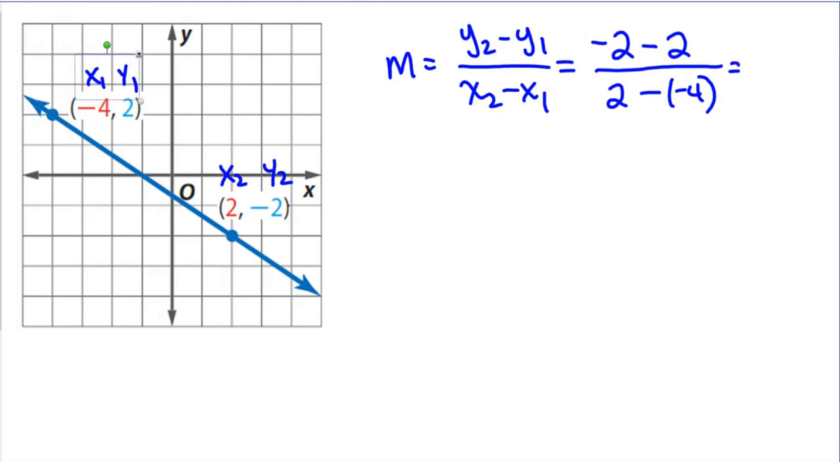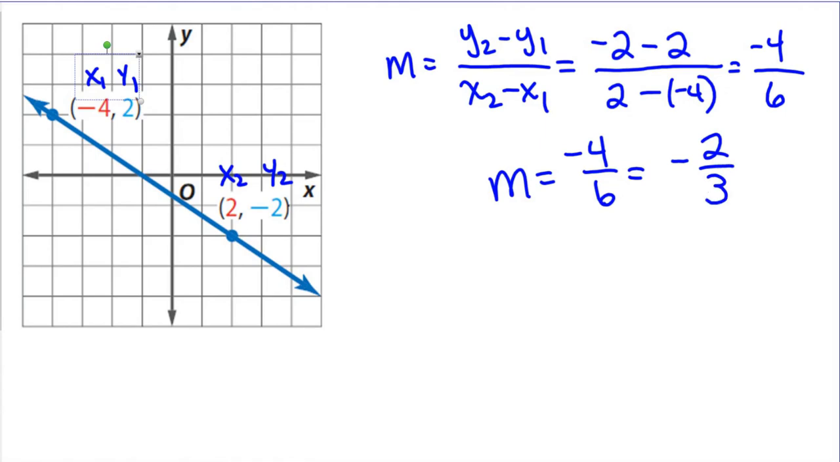-2 minus 2 is -4, and 2 minus a -4 is like 2 plus 4, so that's 6. So my slope is -4/6, which is -2/3. And I would expect my slope to be negative because this line is moving downward from left to right. So it is a negative rate of change, so it has a negative slope.